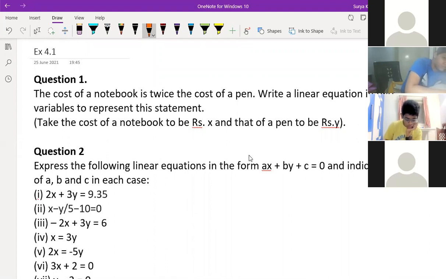You have to take cost of the notebook and cost of the pen separate. See here they have taken one, this one also. So they have given 2x is equal to 2. Sir, I think I did this question.